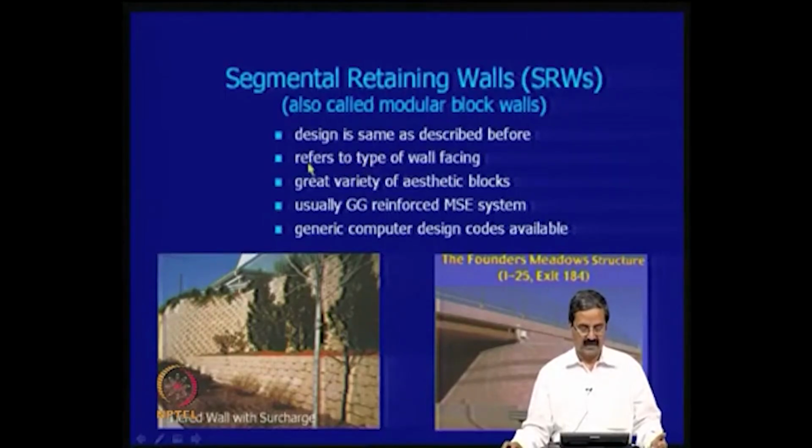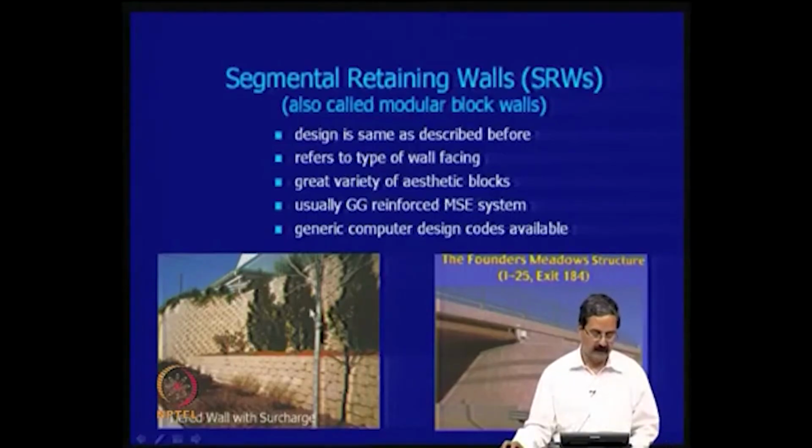So, the advantage is that these are what we call segmental walls or modular blocks, because the blocks are modular in nature, and it refers to any type of wall facing. You can have aesthetic blocks, and it is a very important advantage here. We call it modular blocks.